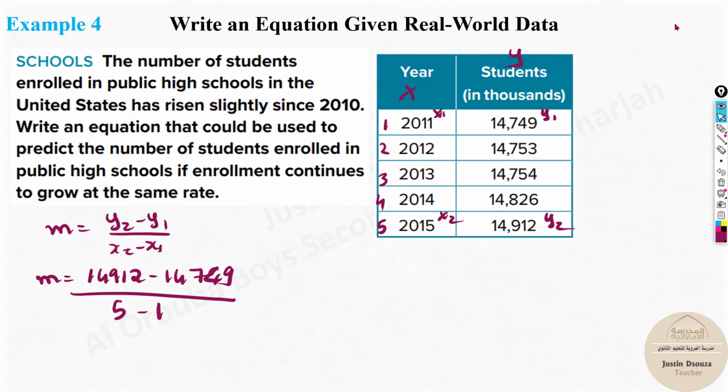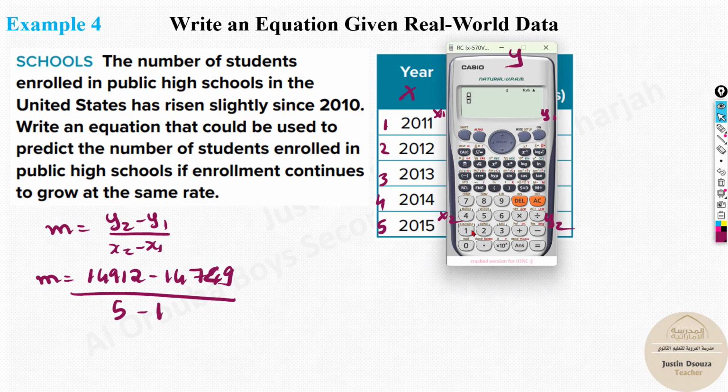Let's use the calculator. It is 14,912 minus 14,749 divided by 5 minus 1, that is basically 4. So the answer is 40.75. The m value is found out to be m, slope, 40.75.